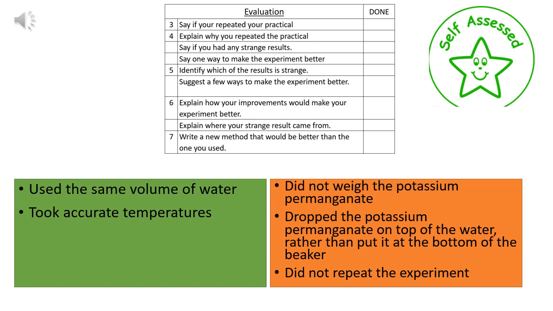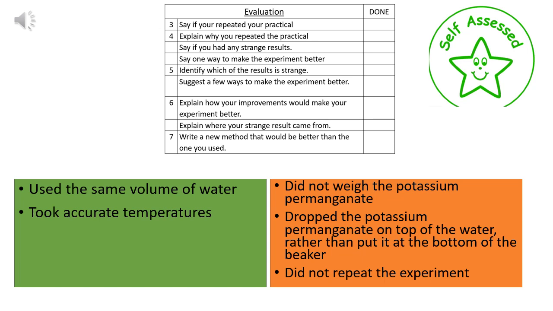Here is the checklist that you should mark yourself for your evaluation. These are quite challenging to write, so very well done if you had a really good go at this. The things that did go well in this particular investigation is that I used the same volume of water for both beakers. That's really important because that will affect the rate of diffusion. I also took accurate temperatures. I used a thermometer for this, and I made sure that the temperatures I took were accurate.